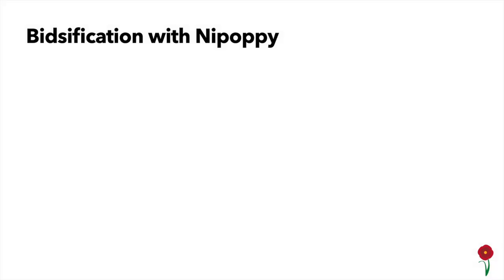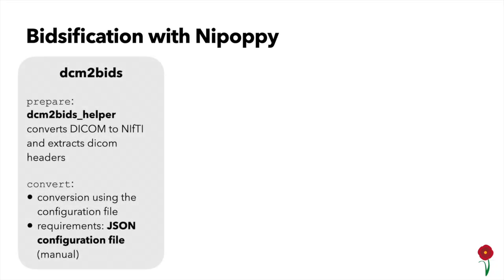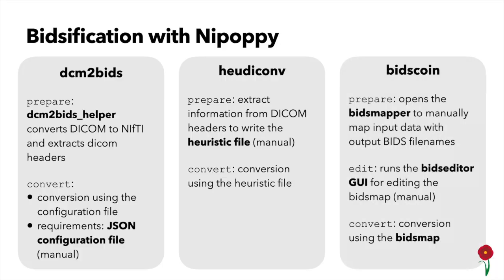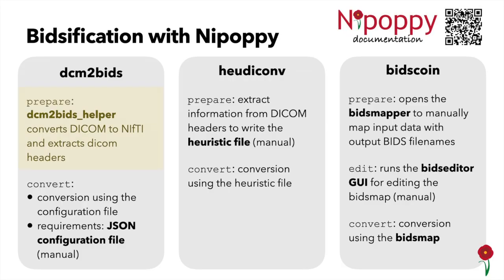When we look at the Nipoppy bidsify command, we see that this command can be run with different steps. Which steps those are is dependent on the BIDS converter software you choose to run, and you can find out which steps are available for a certain converter in the Nipoppy documentation. For dcm2bids, those steps are prepare and convert. The prepare step will help you to get the information you need to later pass to the convert step.